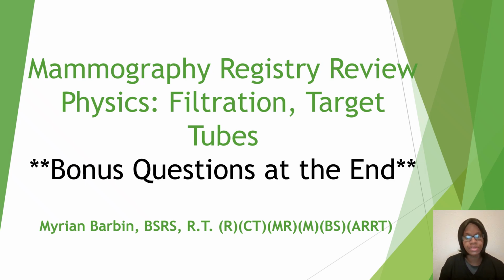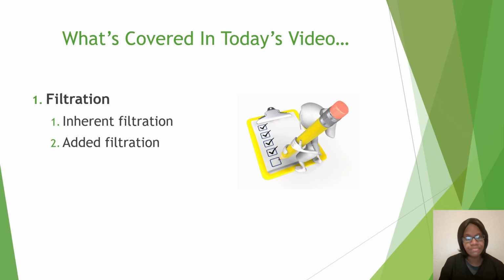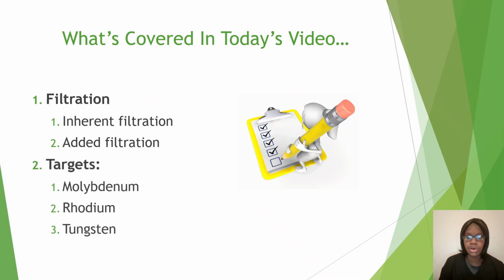In today's Mammography Registry review video, we are going to talk about more physics. This will cover filtration and the target tubes that you need to know. So what's covered in today's video: we have filtration. We'll talk about inherent filtration and added filtration. And then we'll break down the targets in mammo, which are molybdenum, rhodium, and tungsten. We'll break those down in further detail and talk more about those.